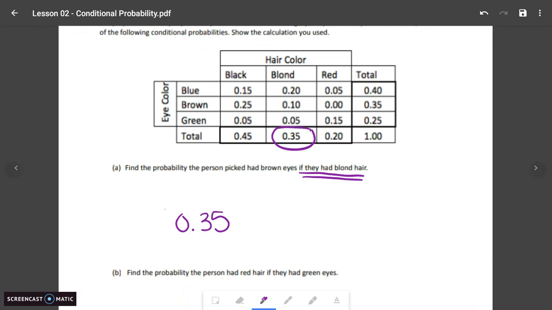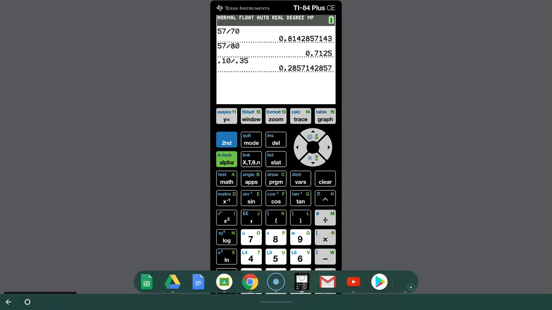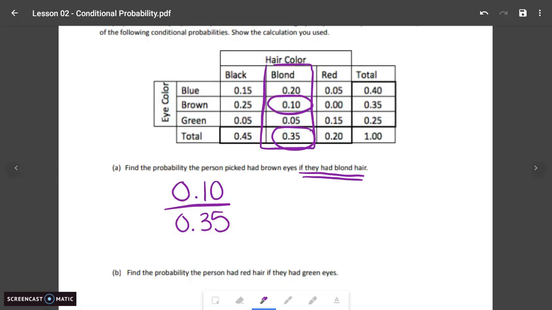0.35 is our given. So that's the bottom. And then strictly out of this table, we want the people who have brown eyes from there. So that's 0.10. Okay. And I'm just going to divide that in my calculator. 0.10 divided by 0.35. And we'll put like 0.2857. We don't have to really worry about it. The nice thing about probabilities, they're not as specific. Usually the regions would have given you a place to round to, but probability, people don't really care too much. You could leave it just like that as well.